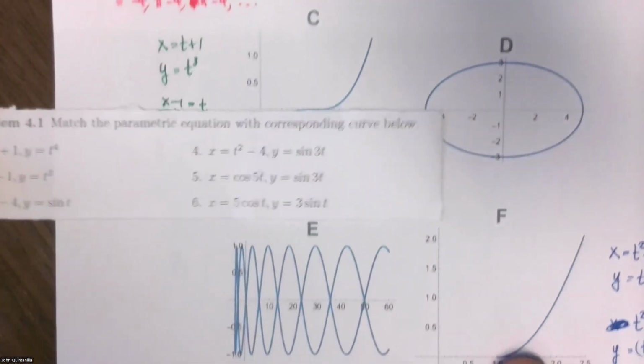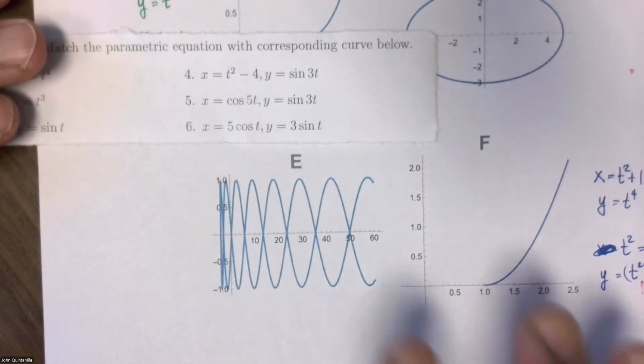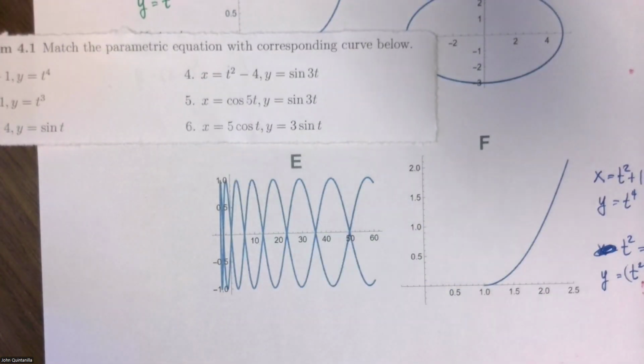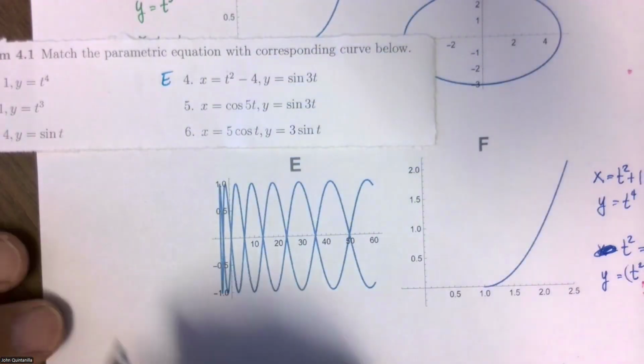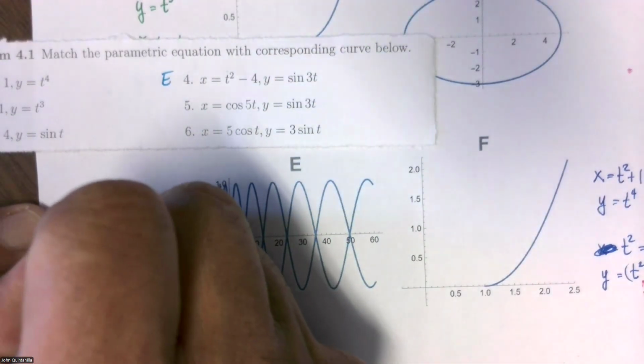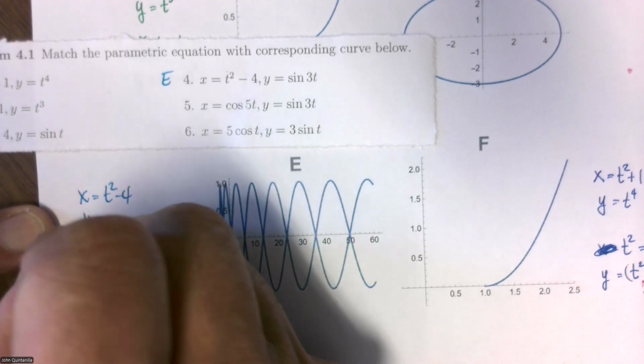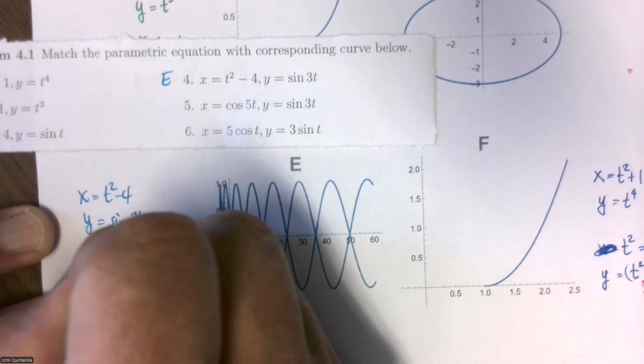Now coming down to E, number 4 is going to be the graph of this one. So let me switch colors again. So this one is E. That x is equal to t squared minus 4 and y is equal to sine of 3t.